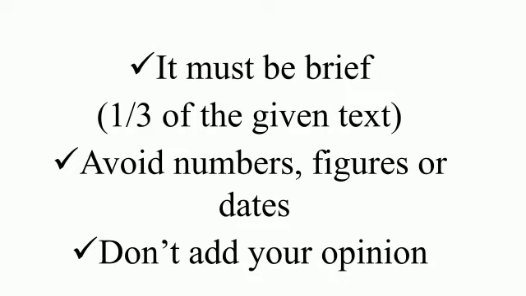Next rule is it must be brief, one third of the given text. For example, if the given text is of 300 words, you have to cut it short into 100 words. Next rule is avoid numbers, figures or dates. These things you need to exclude from your summary writing. Next point is don't add your opinion. It means don't be judgmental. You have to write down only the opinion of the writer and you are not allowed to write down your own views.